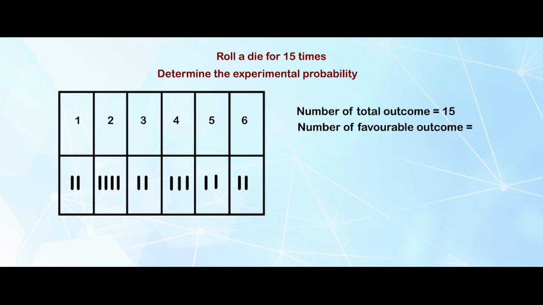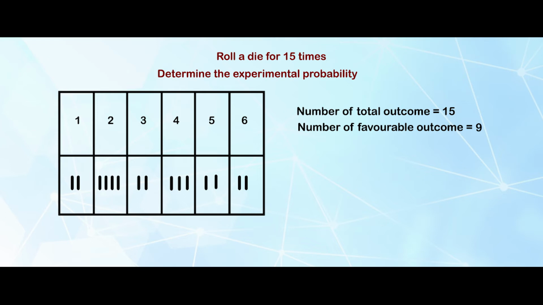The number of favorable outcomes here should be the multiples of 2. So when I rolled a die for 15 times, how many times did the multiples of 2 appear? The multiples of 2 are 2, 4, and 6. So 2 appeared 4 times, 4 appeared 3 times, and 6 appeared 2 times. So in total, the multiples of 2 appeared 9 times. So the favorable outcome here is 9.